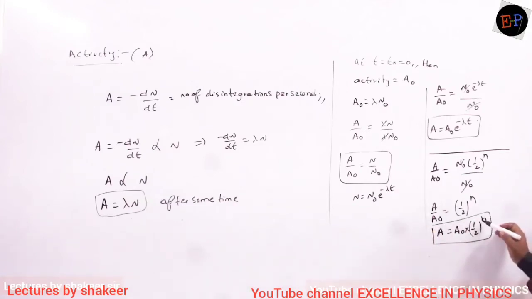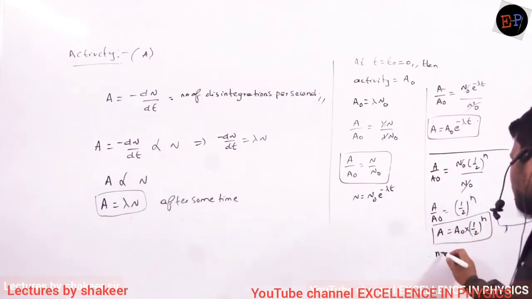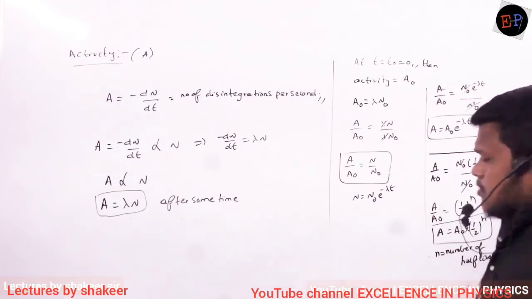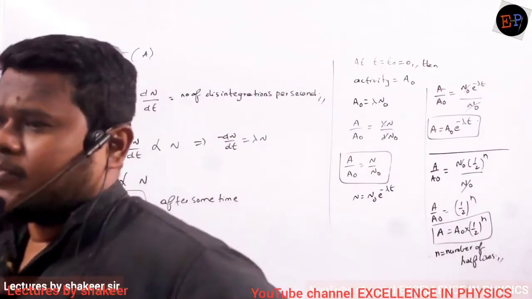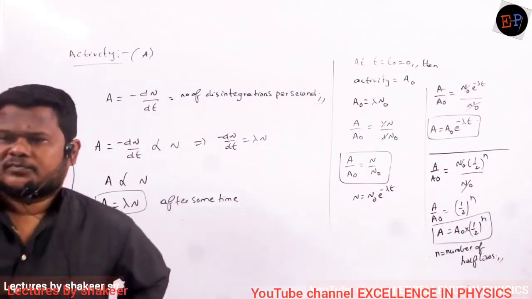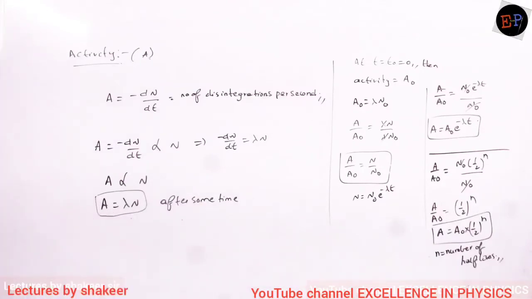Understood? Where n is the number of half-lives. So write that also: number of half-lives. If 2 half-lives are completed, then I will write the n value is 2. If 3 half-lives are completed, I will write the n value is 3, like that. Fine? That's it.